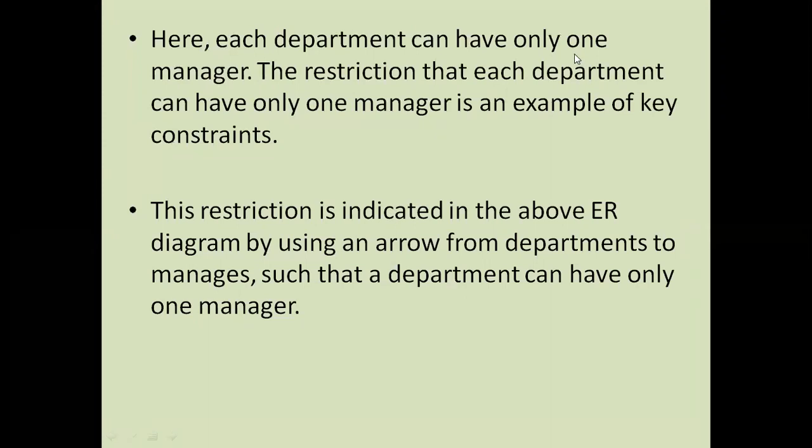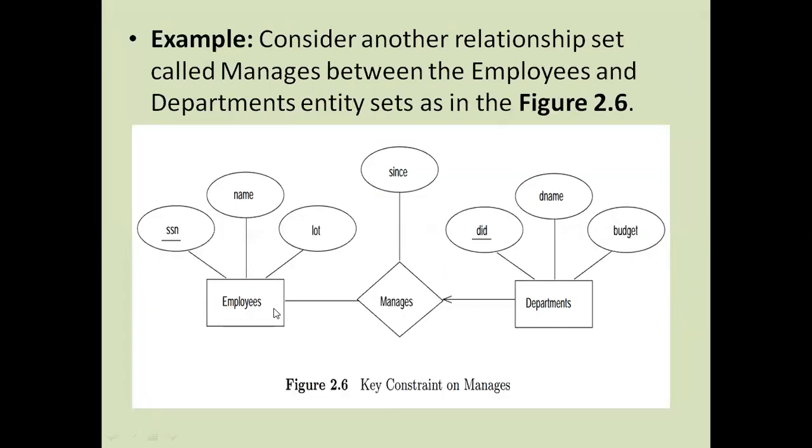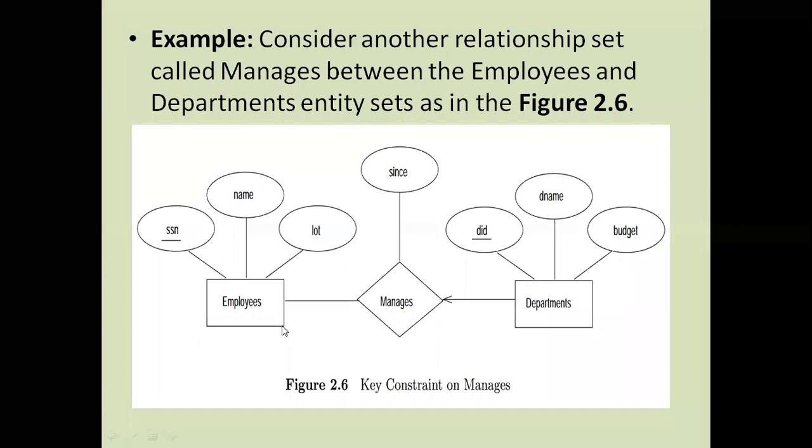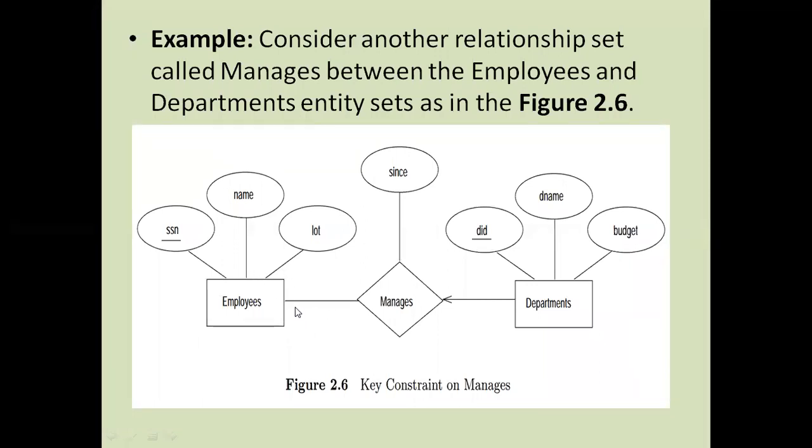Here each and every department has only one manager. The restriction that each department has only one manager is an example of a key constraint. So if we want to maintain one employee for each and every department, then we can insert like this. So that means each and every department has only one employee. But each and every employee can have more than one department.